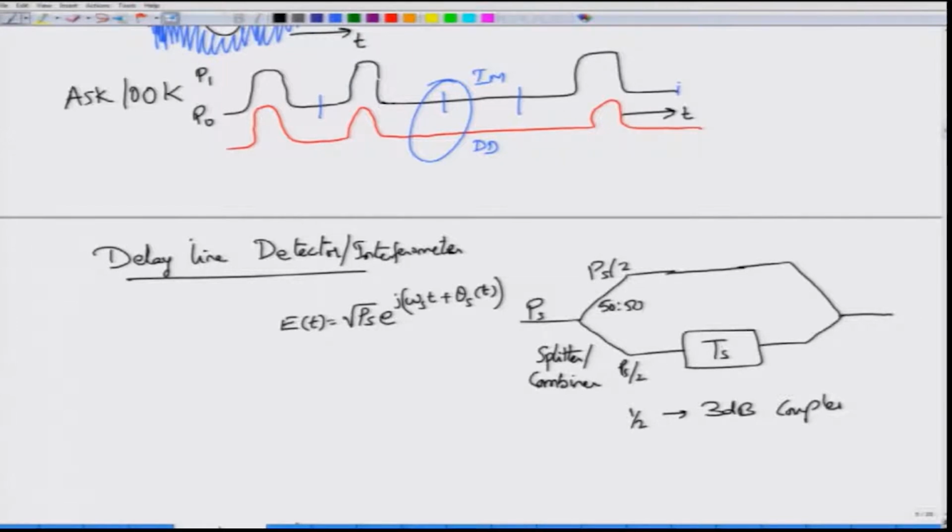Similarly, on the other side, what do I have? I have a combiner, right. So, I have again a combiner which will combine in the same ratio in order to generate the output signal, which let us call E out of t. So, this E of t or E in of t is given by this expression, and this is what we want to find out, what is E out of t.